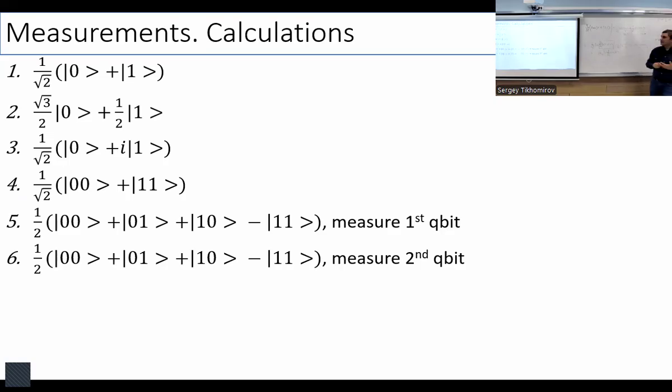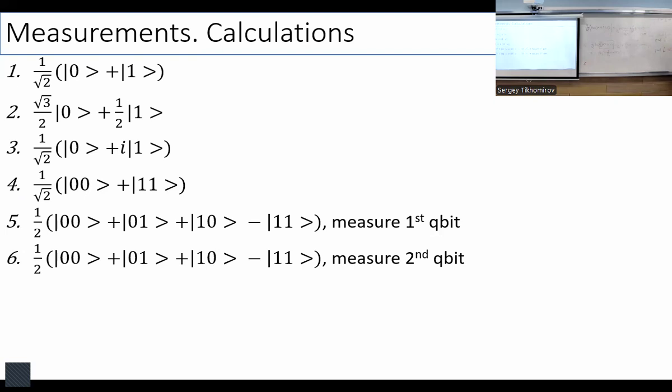Okay. Let us do 0.6. Don't worry, we have very few slides left, so we will not go over time. Let's do 0.6: we measure the second qubit. No, okay, let us finish the 5, because we did only half.